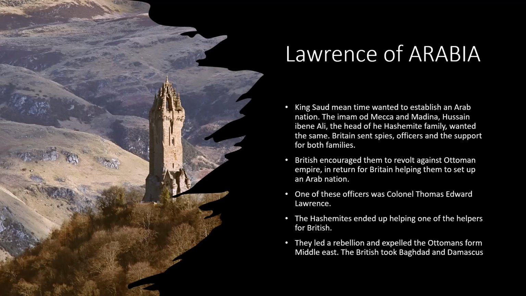To understand that, you have to go to the early modern age and read a little bit before. Inshallah, next semester, we're going to take the early modern age again, and you will understand the importance of the Hashemite family and the Saud family here. So just for now, understand that the king of the Saud wanted to establish an Arab nation, and the Imam of Mecca and Medina, Hussein ibn Ali, the head of the Hashemite family, wanted the same.